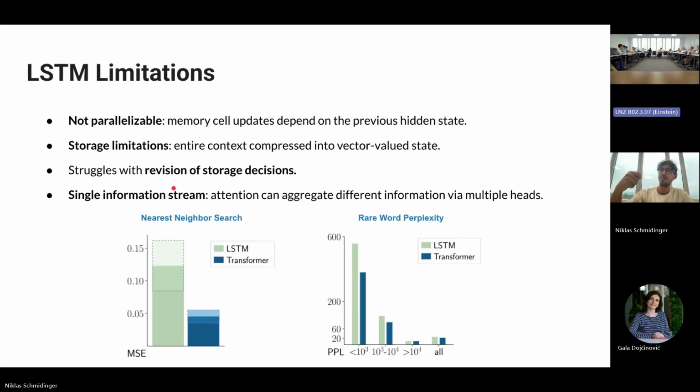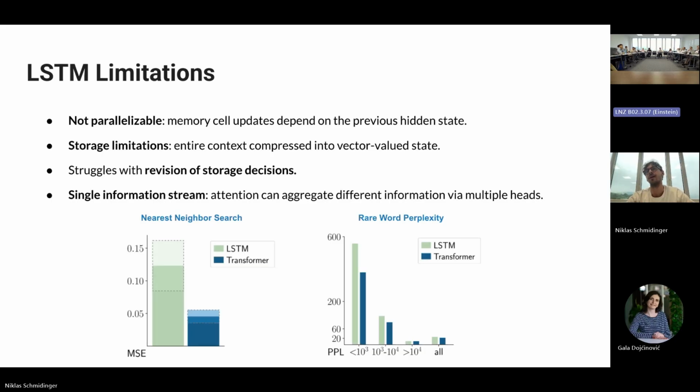So you had these input gates, but the input gates were usually kept at a sigmoid value. What the revision of storage decisions means is that it had a hard time when new information comes in that is more important than something that was stored as important before. It had no mechanism to push that decision up and say, okay, this is now even more important. This is one of the things where the LSTM struggled, which we see in these little synthetic tasks here. And also it had only a single information stream. So an LSTM was never operating in a multi-head mode.